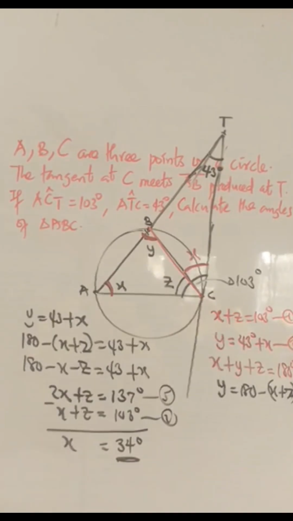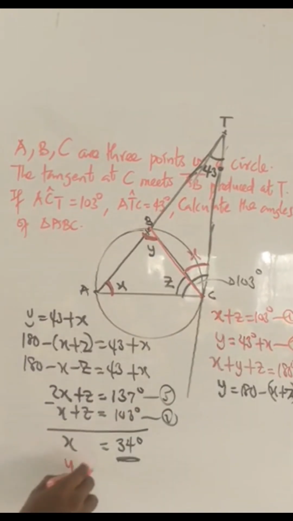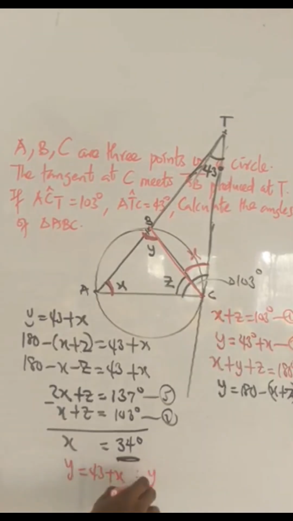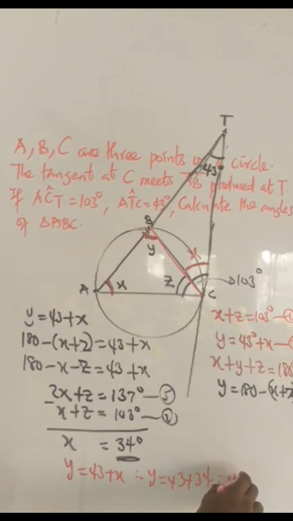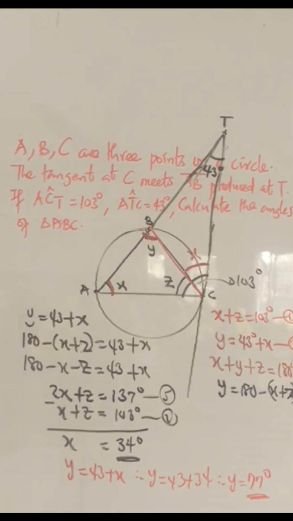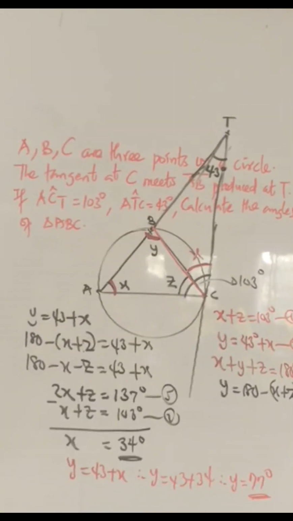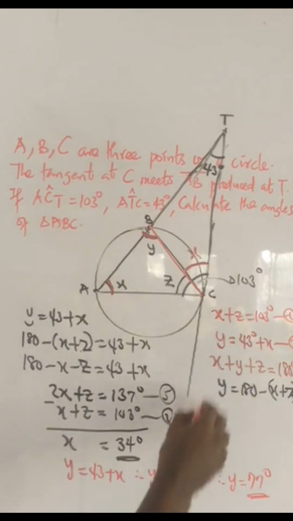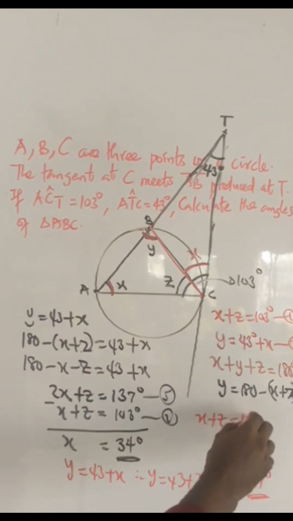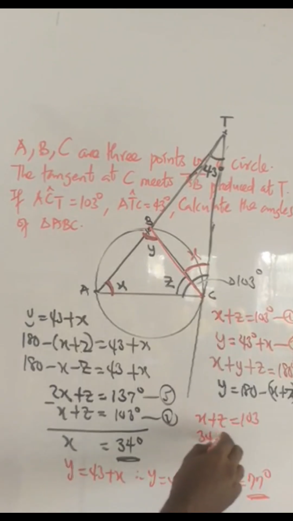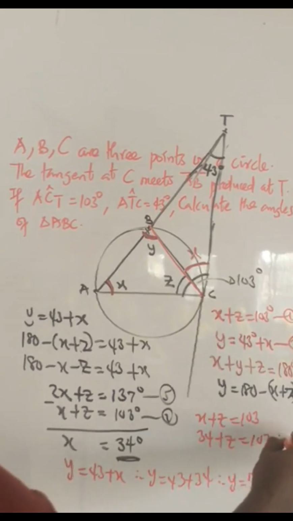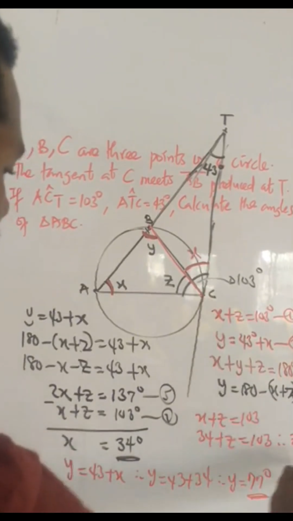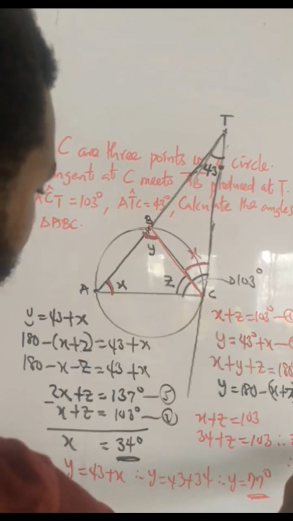From equation 2 we can get Y, because from equation 2, Y is 43 plus X. So therefore Y equals 43 plus what is X? So from here Y is 77. That is Y. So now we can get Z. From equation 1, X plus Z equals 103. What is X? X is 34. Then from here, Z equals 103 minus 34. So therefore, what is Z? 69.